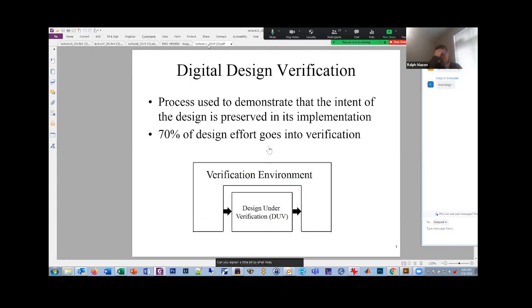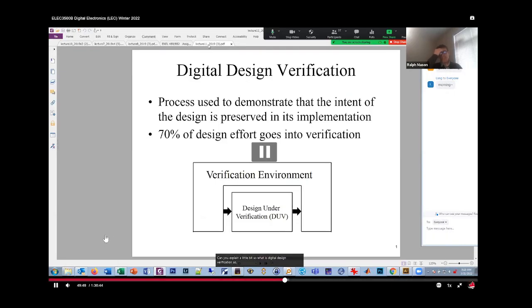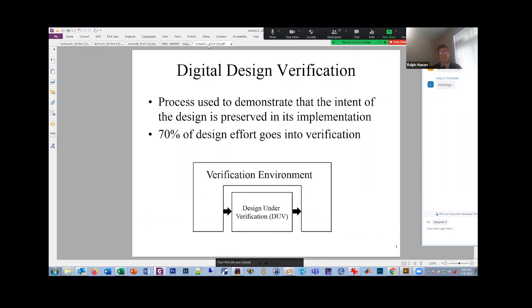What is digital design verification? After you finish this course, you know all about Verilog and stuff. If you went out into industry, your first job, you would unlikely be designing analog circuits. You would mostly be doing verification.